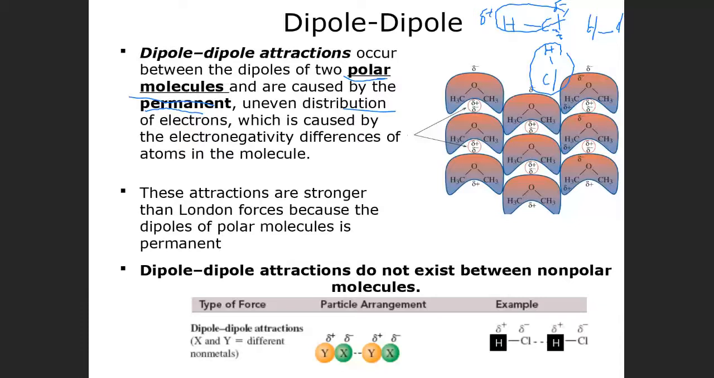The chlorine is more electronegative than the hydrogen, so it will attract the electrons towards it. These attractions are stronger than the London force because the dipole of polar molecules is permanent. While the dipole in non-polar molecules is not permanent. That makes the dipole intermolecular forces stronger than the London force.